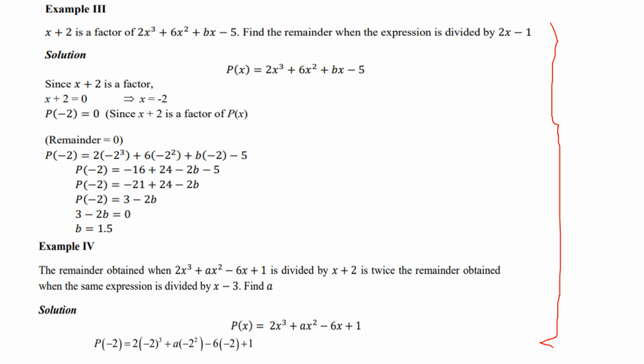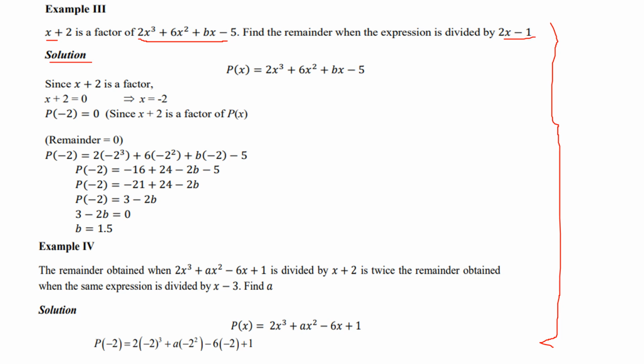And then they have said that example 3, x plus 2 is a factor to this equation. Now whenever they tell you that something is a factor, just know that the remainder must be equal to 0. Because for something to be a factor, it has to divide that polynomial and then you get the remainder being 0. Now they're telling us to find the remainder when the expression is divided by 2x minus 1.